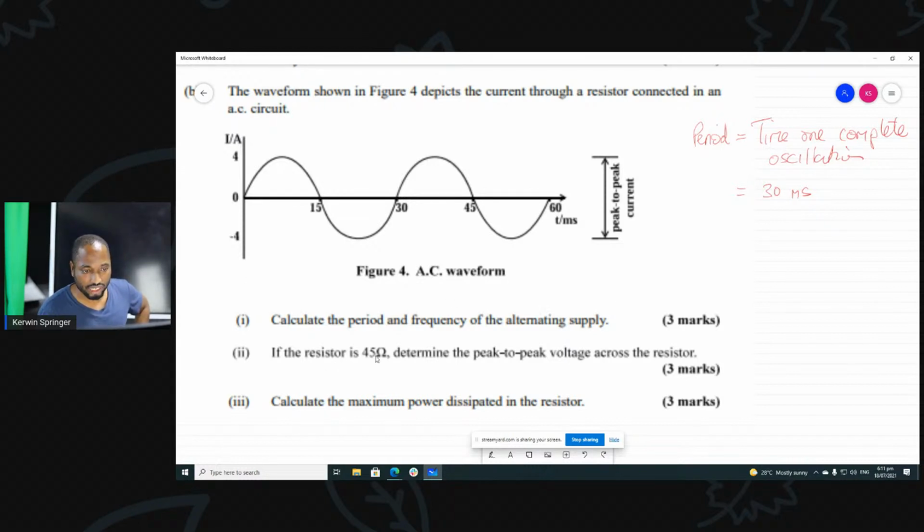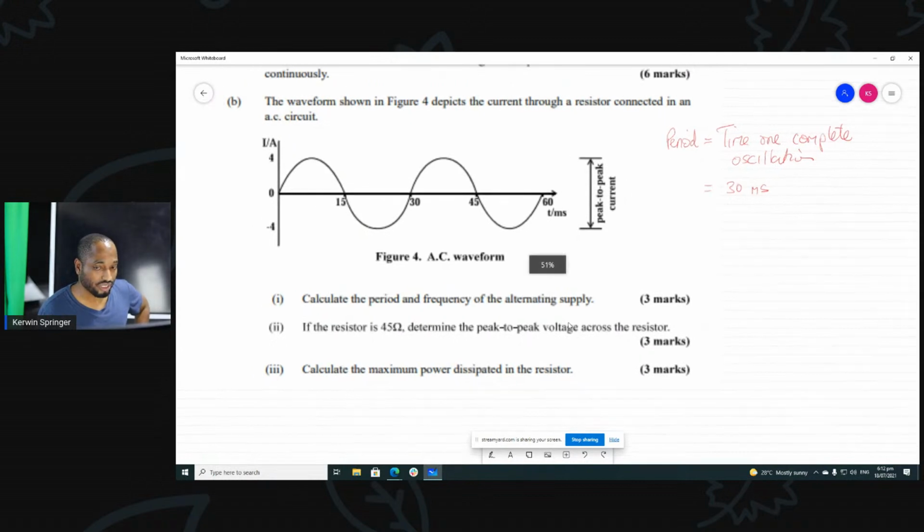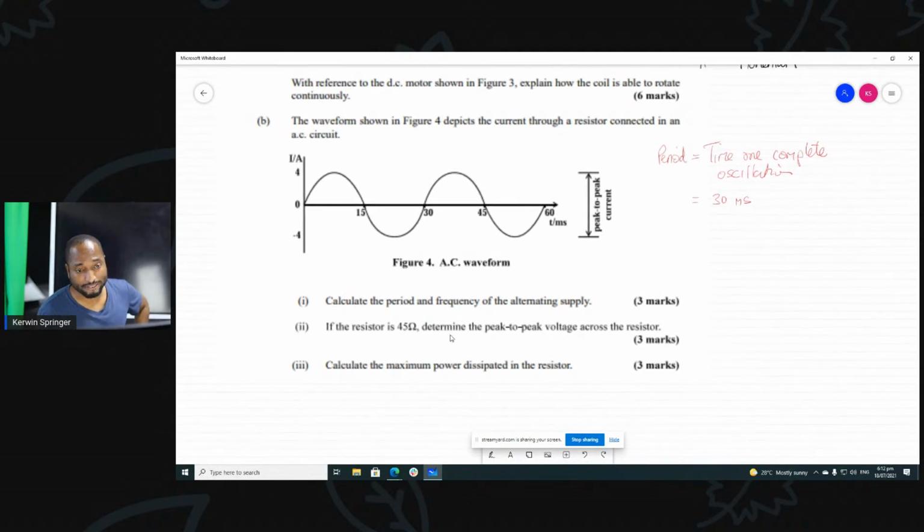If the resistor is 45 ohms, determine the peak-to-peak voltage across the resistor. So how do we get the peak-to-peak voltage across a resistor? What's the formula? Now we have the current, but this is not the... okay. This is the current. We have the resistor, and you want the peak-to-peak voltage.